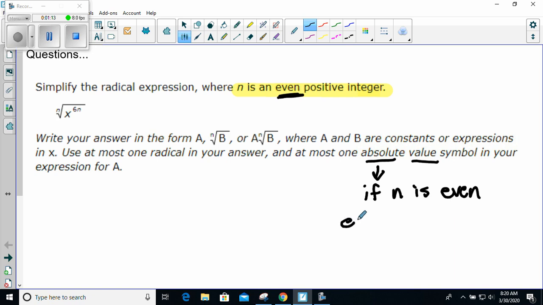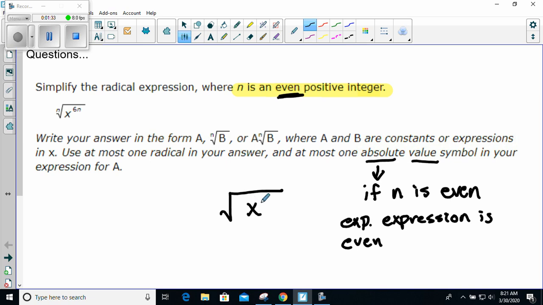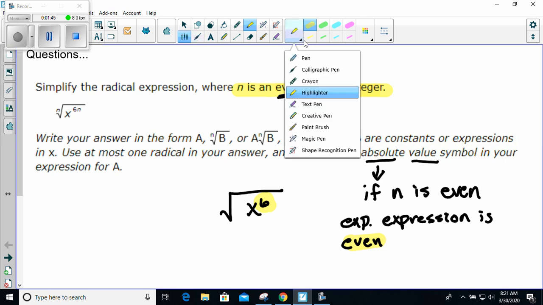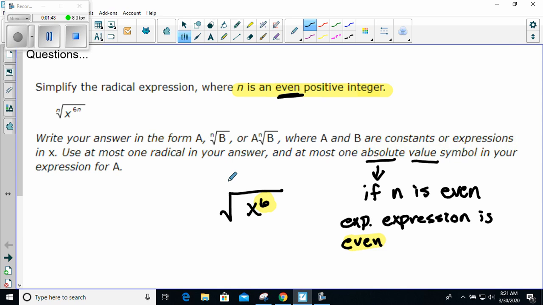So if your exponent expression is even. Like, for example, if inside the radical, just use the square root. If I have x to the 6th power, I want you guys to see that x to the 6th, that's even. So my exponent is even. I have an even index, and when I take the square root of that value, it's going to come out, and it's going to be odd.